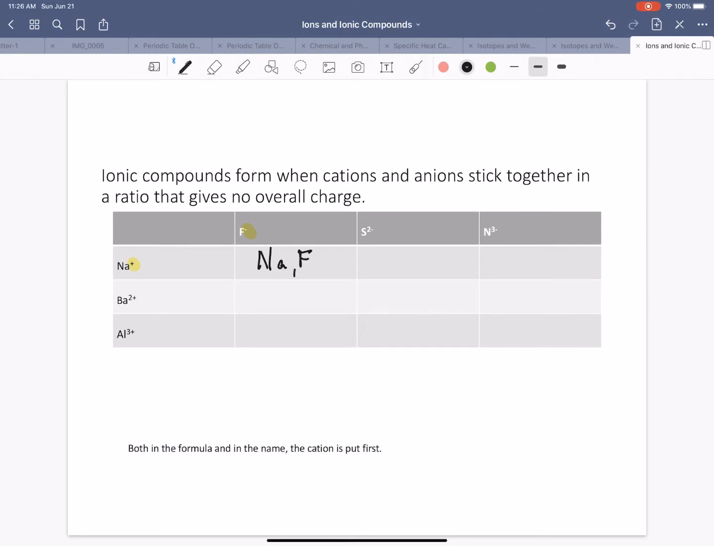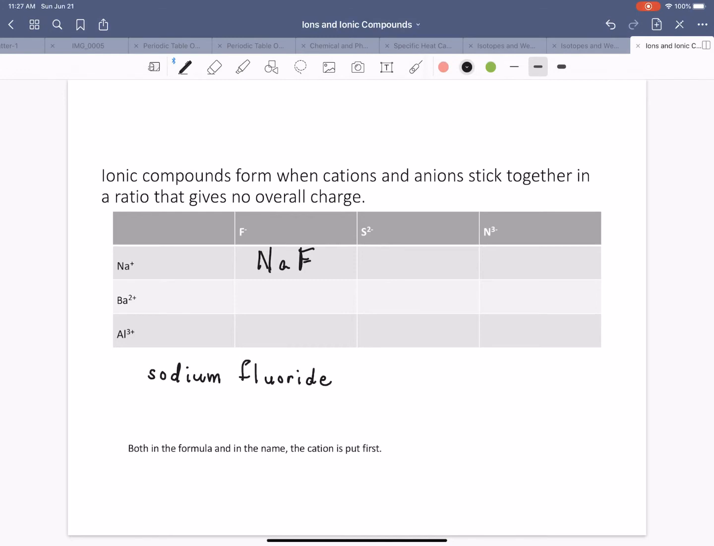We don't write the ones, they're implied. But if the number were something besides 1, then we would definitely write it. So here we have a formula for sodium fluoride. We don't need to say anything about the charge or the ratio because we have a periodic table. And based on their position in the periodic table, we know what charges they're going to form.